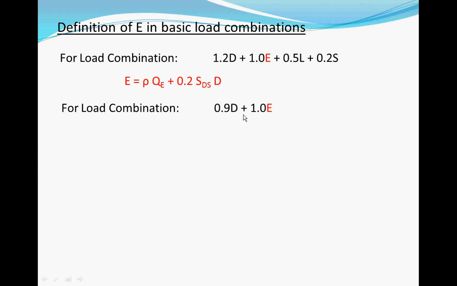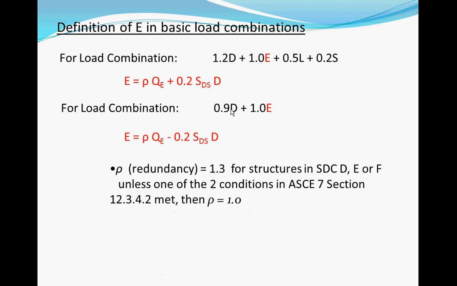If you analyze the frame using the first combo, the compression in the column, that combo is going to govern because it's a lot heavier. But tension is going to govern by this combo because you can't use all your dead load to resist tension. So you're going to see higher on from these combinations.